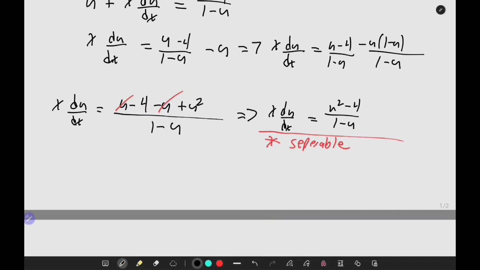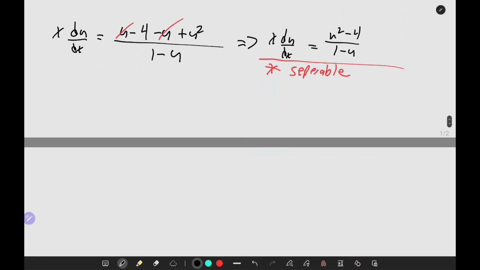See, we made it separable. So now we just have to separate it. So I'm going to multiply, well actually, what I'm going to do, this is a little weird. You'll notice how this separable equation is a little weird.